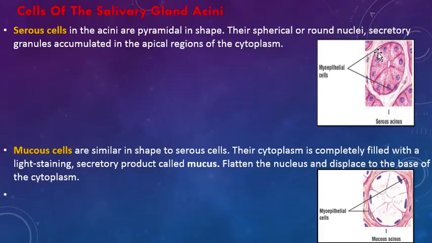These myoepithelial cells are flattened cells surrounding each serous cell and mucous cell. The contraction of this type of cell aids the movement of the secretory product, or their excretion.